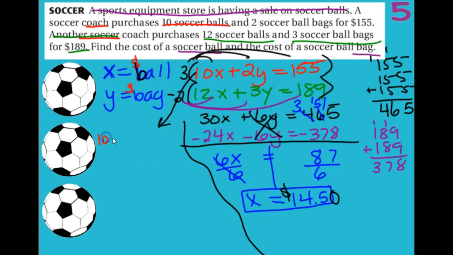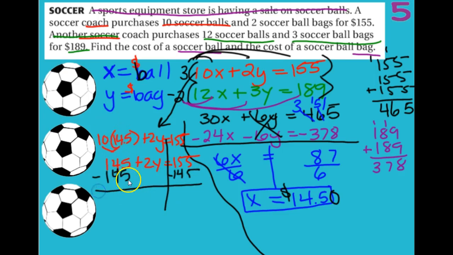So 10x, and x is 14.5, plus 2y equals 155. Well, 10 times 14.5, you're really just moving the decimal if you're multiplying by 10, or if you use a calculator, should give you 145. Plus 2y equals 155. So get rid of your addition and subtraction. This is just a positive 145, so I'm going to subtract it. So those eliminate, and we have 2y equal to 10. And then divide by 2. And y equals 5 then.